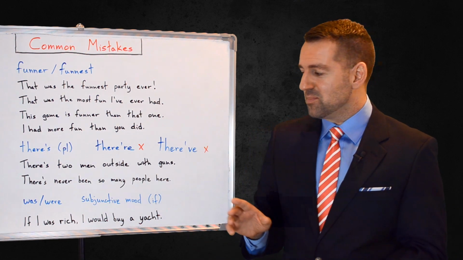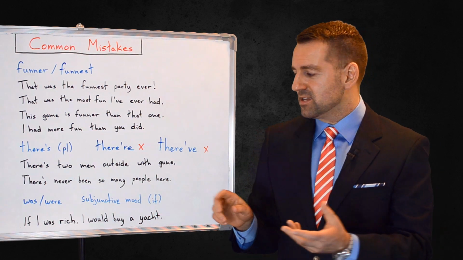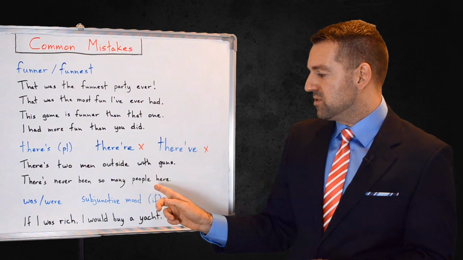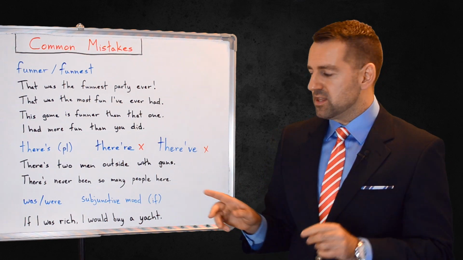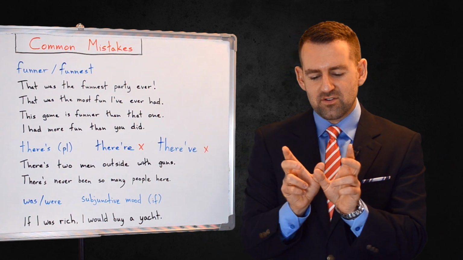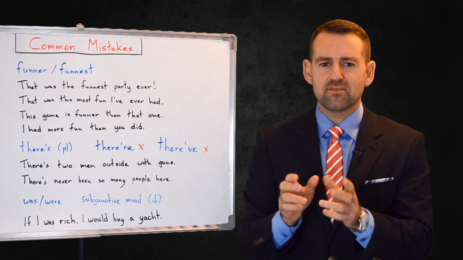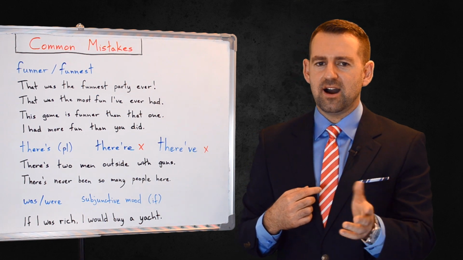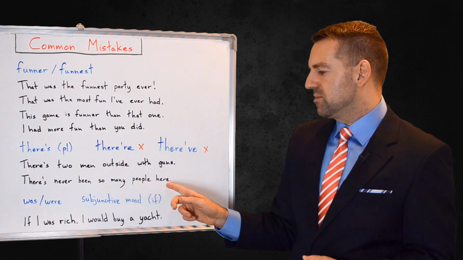But that's a mistake, because people is obviously more than one, so I need to use "there have never been so many people here." Now again, the problem is that it sounds awkward. There have, if you put them together, there have never been so many people here. I don't know, does that sound awkward to you? It sounds weird to me, and I don't use it. So instead I say, "There's never been so many people here."